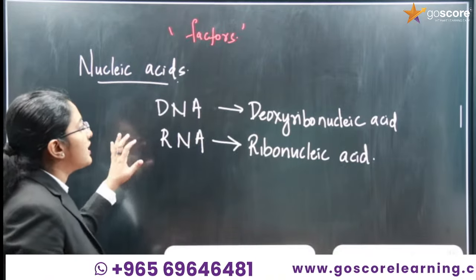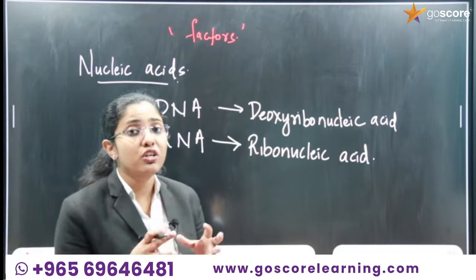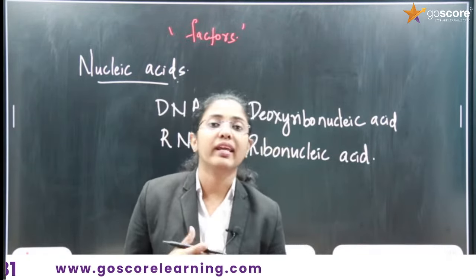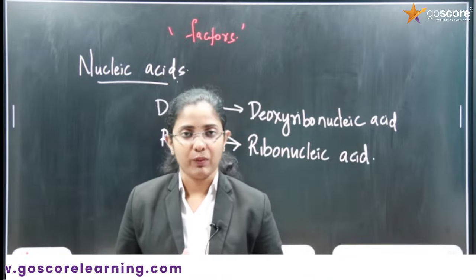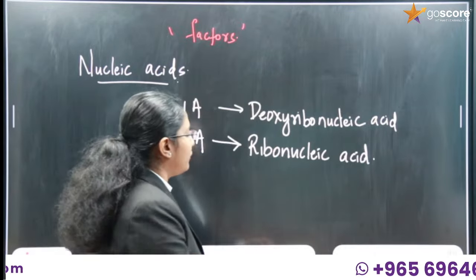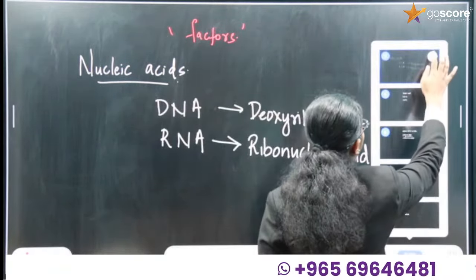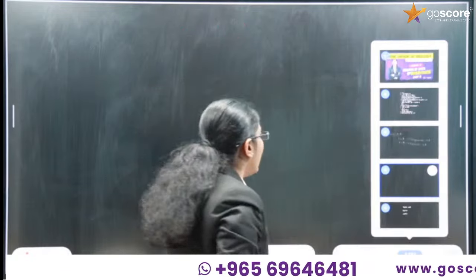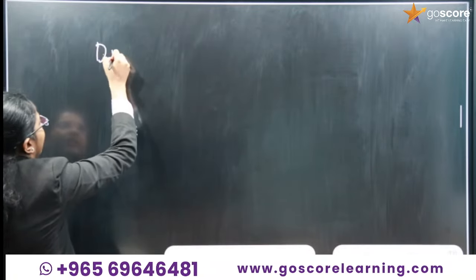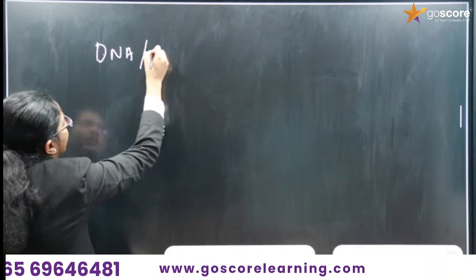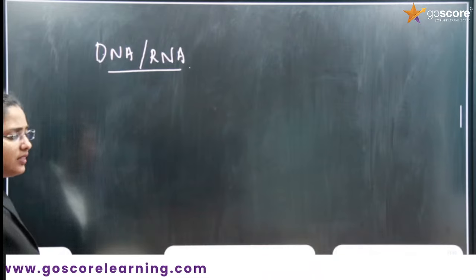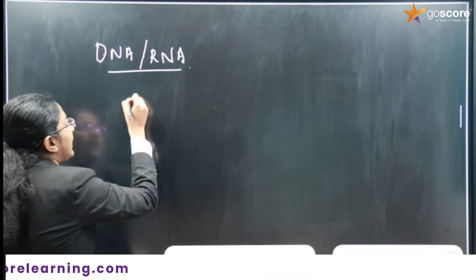If we are considering DNA, we have to study the structure of both these nucleic acids, how DNA is made up and how RNA is made up. The structure of DNA and RNA is mainly composed of three components.